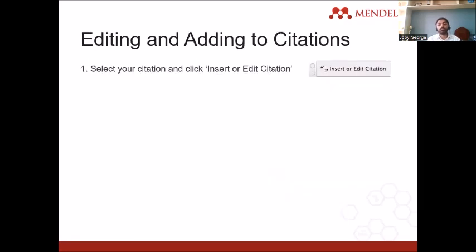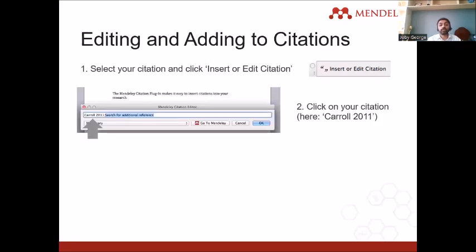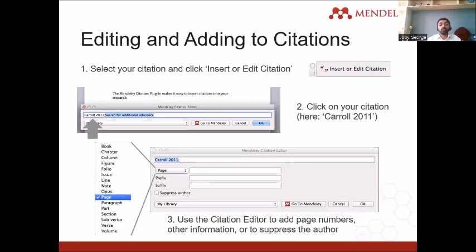Now, editing and adding to the citation. Select your citation and click insert or edit citation. So click on your citation here. Here, the selected article is Carol 2011. You can see that using the citation editor you can add the page numbers or other information, or suppress the author. Let's say that you want to see the page number of this particular paper. You can see that. So editing and adding to the existing citation is also possible in Mendeley.